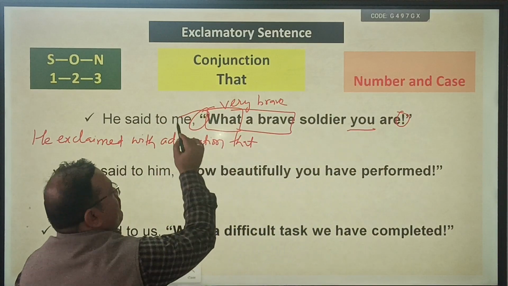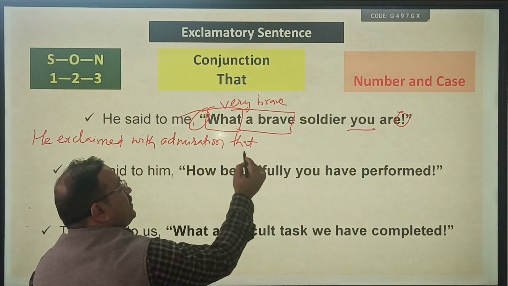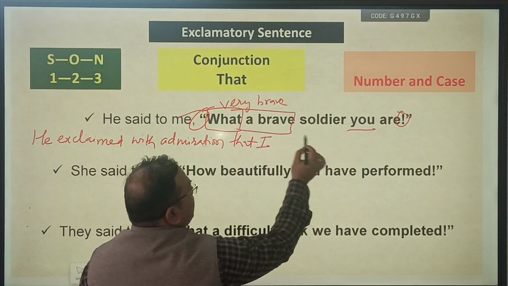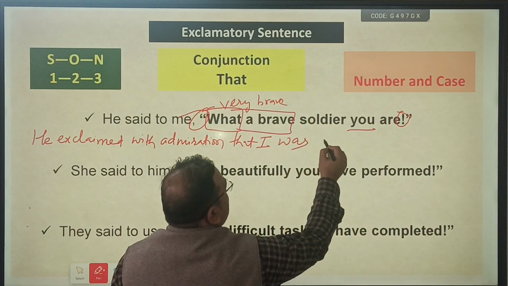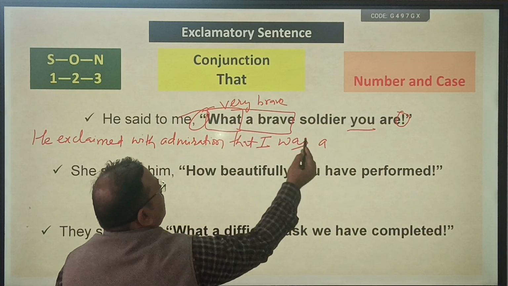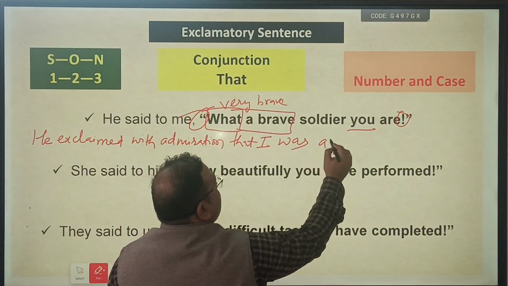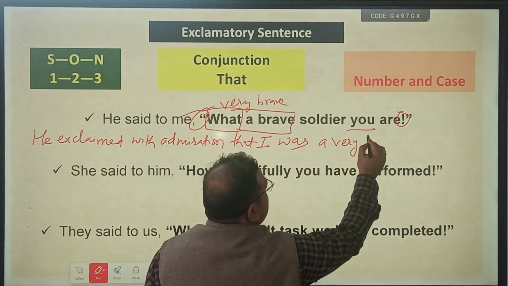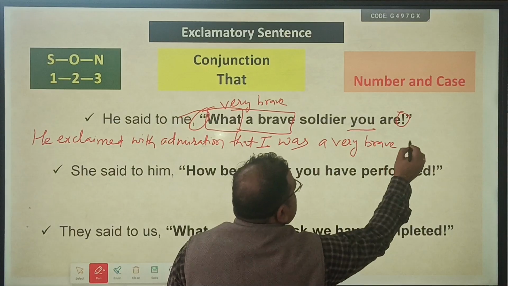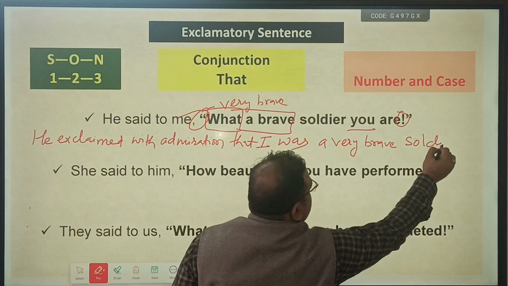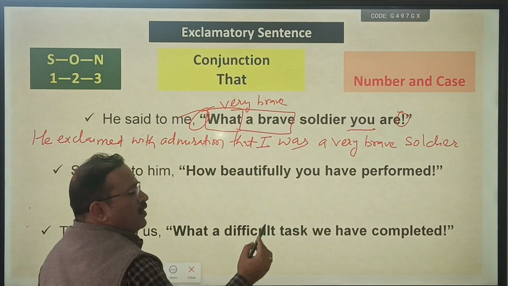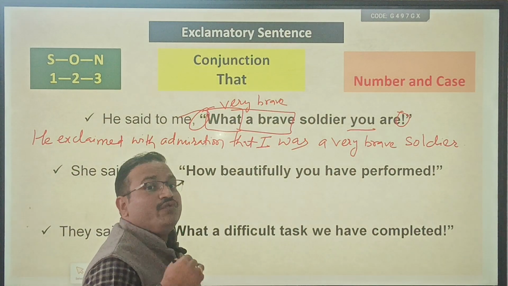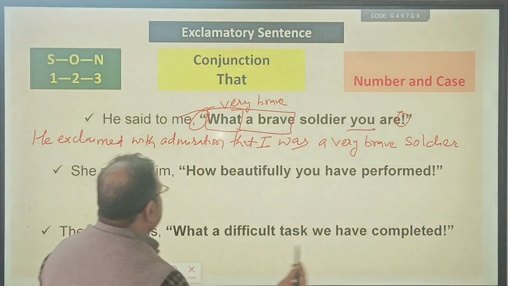You, second person, will be changed by me, object. So I, R will change into was, change the tense, was a brave. What kind of brave? Very brave soldier. Yes or no? What, how, I have told you that they will change into very or truly.